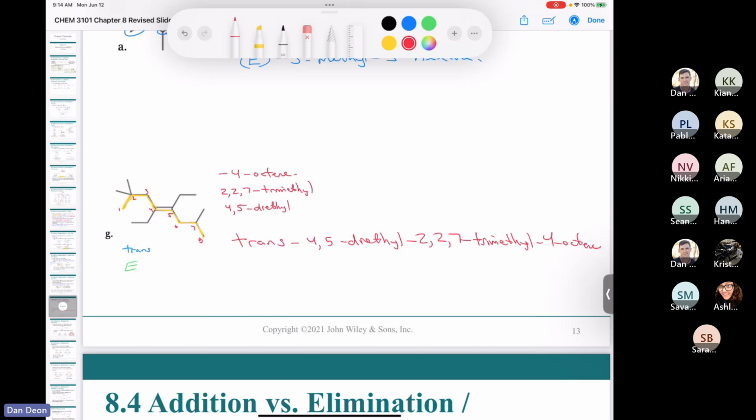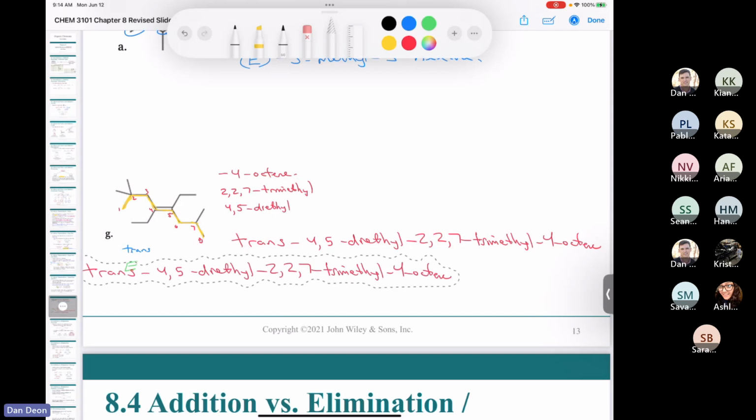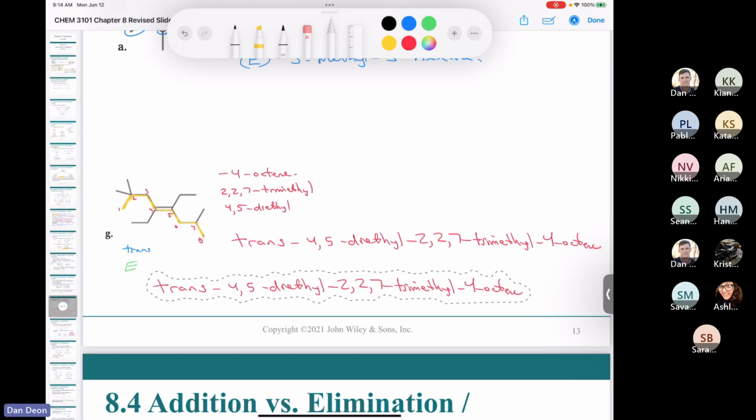Or we could call it, I'll just copy and paste this because I'm too lazy to write it all out again. Work smarter, not harder, right? So copy, paste this over here. There we go. And you could call it, oops, we'll put that in black. There we go. You could also call it E 4,5 diethyl 2,2,7 trimethyl 4-octene. Is that a long enough name for you?